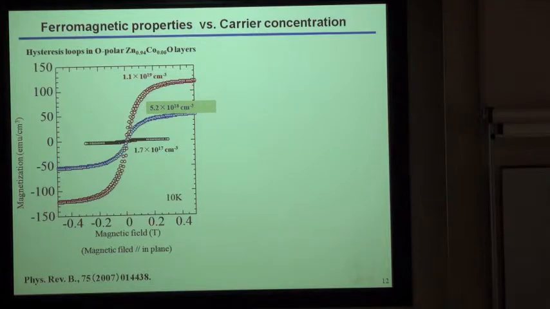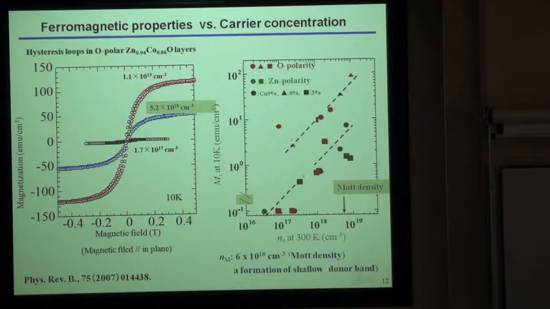So here is the carrier concentration dependence of the magnetization. As you can see, in the case of relatively low carrier concentration, for example, 10^17, less than 10^18, it shows almost paramagnetic characters. But if we can introduce enough carriers, for example, up to 10^19, it shows this kind of large magnetic nature.